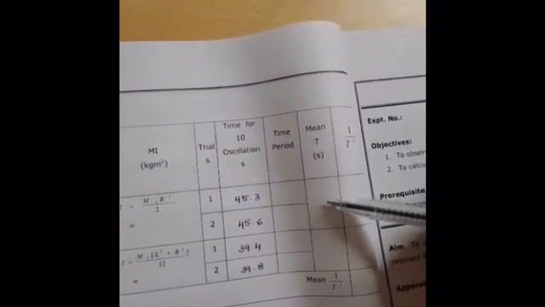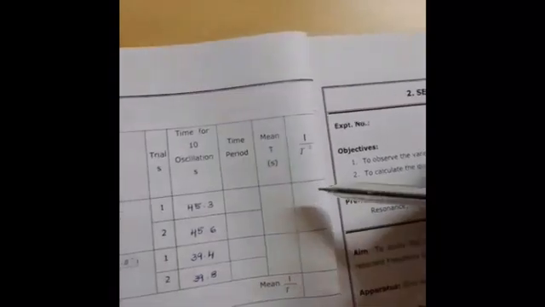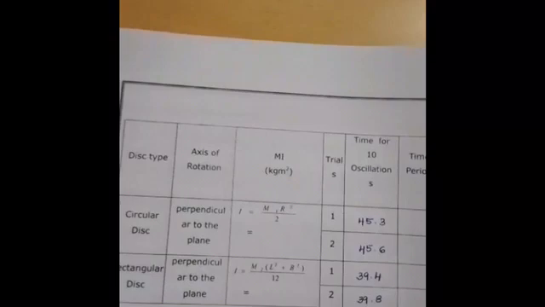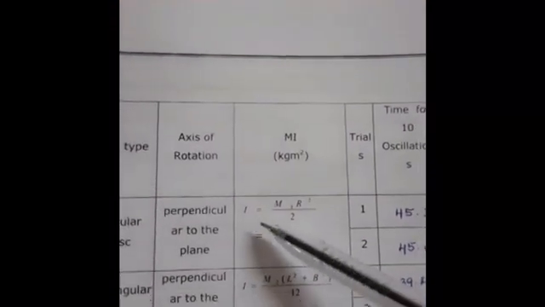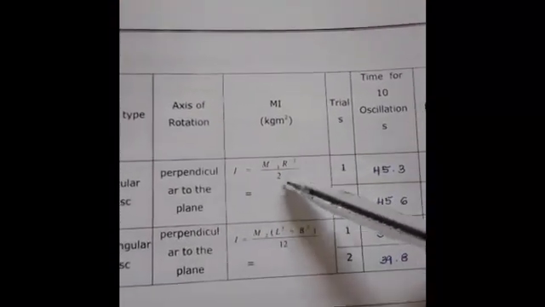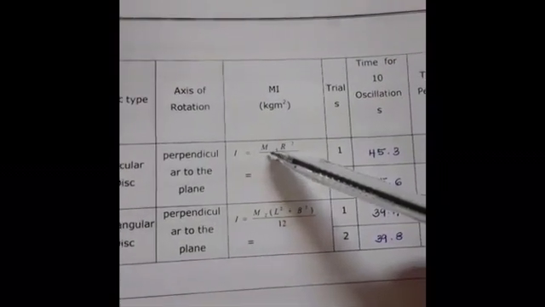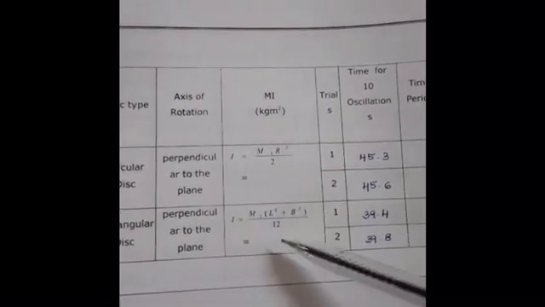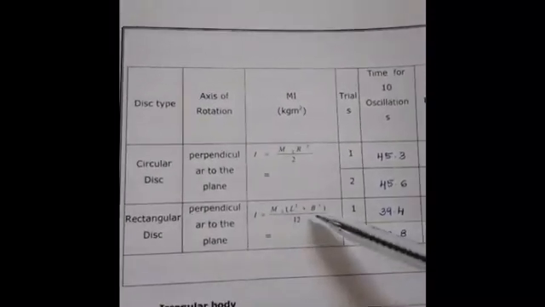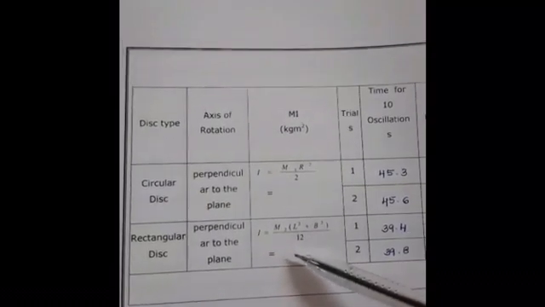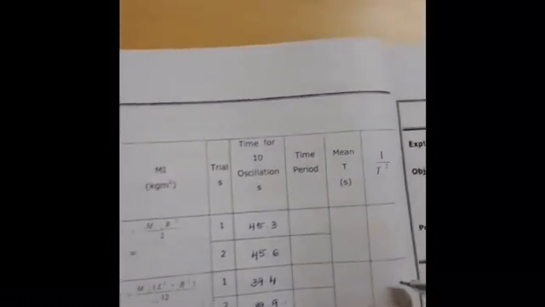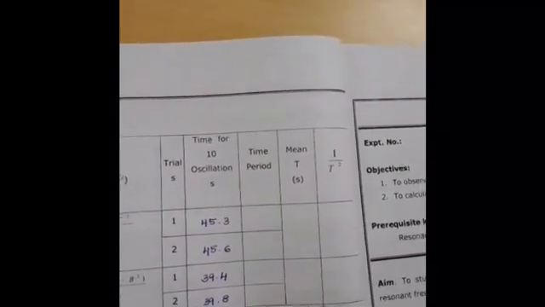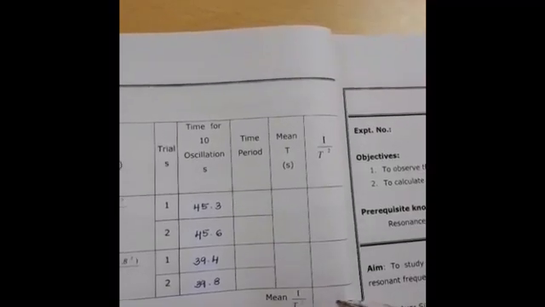Take the mean for the circular disc as well as the rectangular disc, and then calculate I by T square. Here I is the moment of inertia, and that can be calculated using the equation I = m1 r1 square by 2. You are aware of the mass of the circular disc and the radius. Use this equation to calculate I. Similarly for the rectangular disc, I = m2 (L square + b square) divided by 12. Calculate the moment of inertia, then find I by T square, and find the mean of the two I by T square values and write down the mean value here.